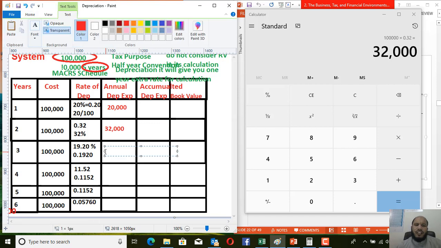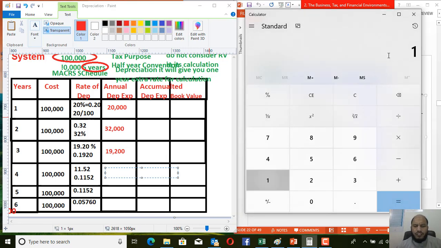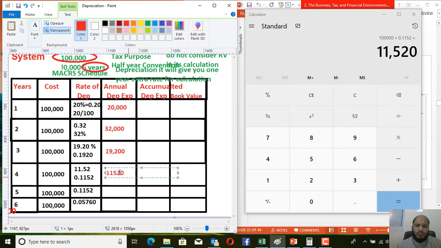For year 3, what is the depreciation? Let's calculate it. We have 100,000, the price of the machinery, multiplied by 19.20%. Converted to decimal, it is 0.1920, so the total amount we should depreciate is 19,200 Afghanis. Again we have 100,000 multiplied by the rate 11.52%, which in decimal is 0.1152, so the value is 11,520. And over here we have the same amount.